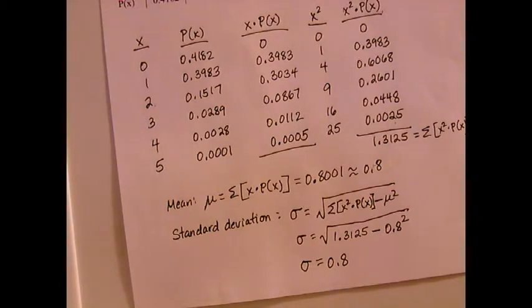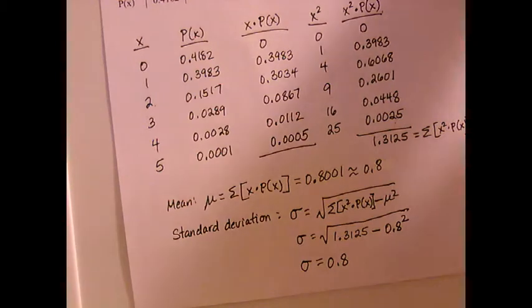Okay, so that's how we use a probability distribution to find the mean and the standard deviation of that distribution. So the mean there is 0.8, and the standard deviation will be 0.8. Okay. All right, let's look at another example.